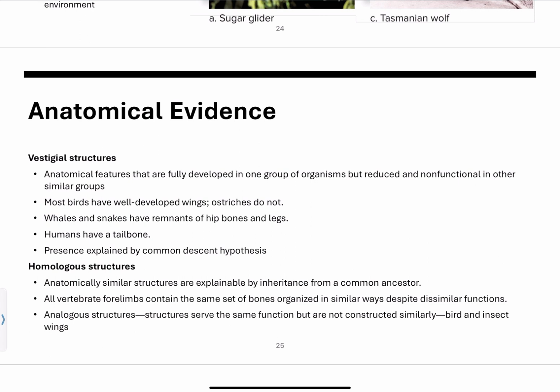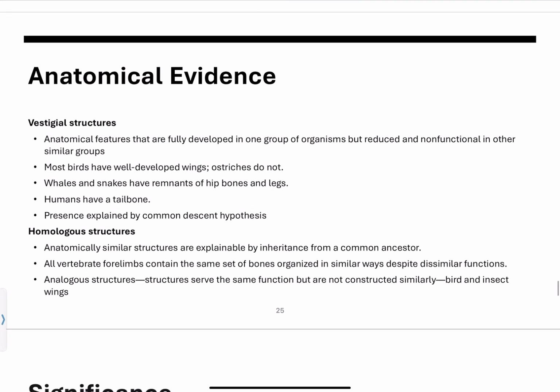In contrast, we have analogous structures like a bird's wing and an insect's wing, which serve the same purpose, like flight, but evolved independently and are built very differently.